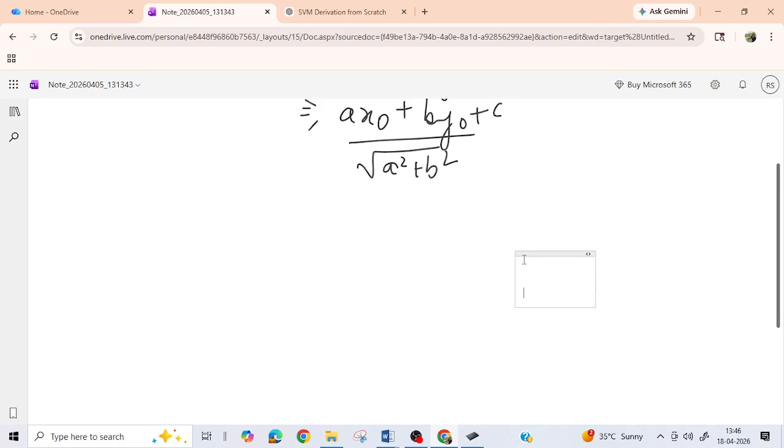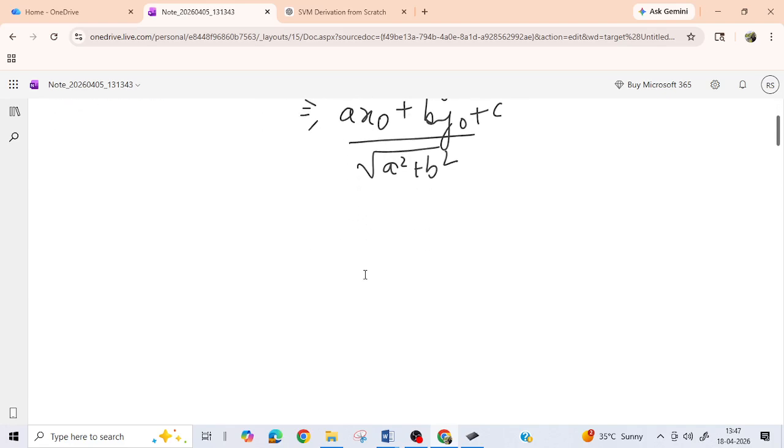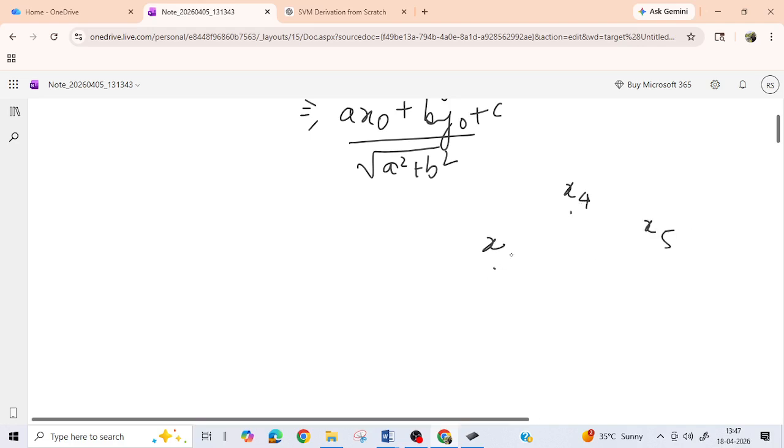Let me just create more space for myself. In this session, I will be working mostly with the matrix representation. So, to be consistent, we'll transform a and b into w1 and w2. Let's say these are 4 points, x4, x5, x6 and x7.